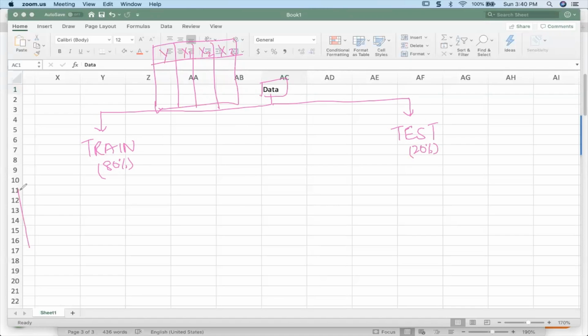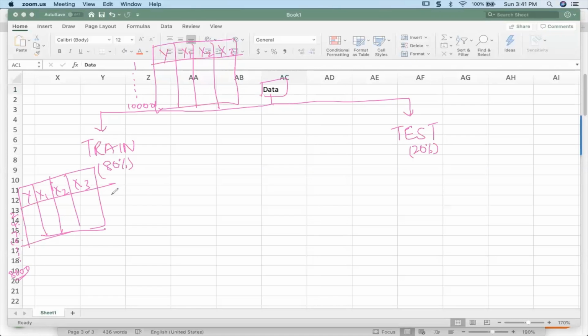When I say 80% training, you take this data and split it randomly into training and test. Say you have 10,000 observations. If I randomly split this data, what will happen? Row number 2, row number 4, row number 7, row number 10. In that way, you'll have certain numbers. If you count these, you'll have a total of 8,000 entries because it's 80% of this.